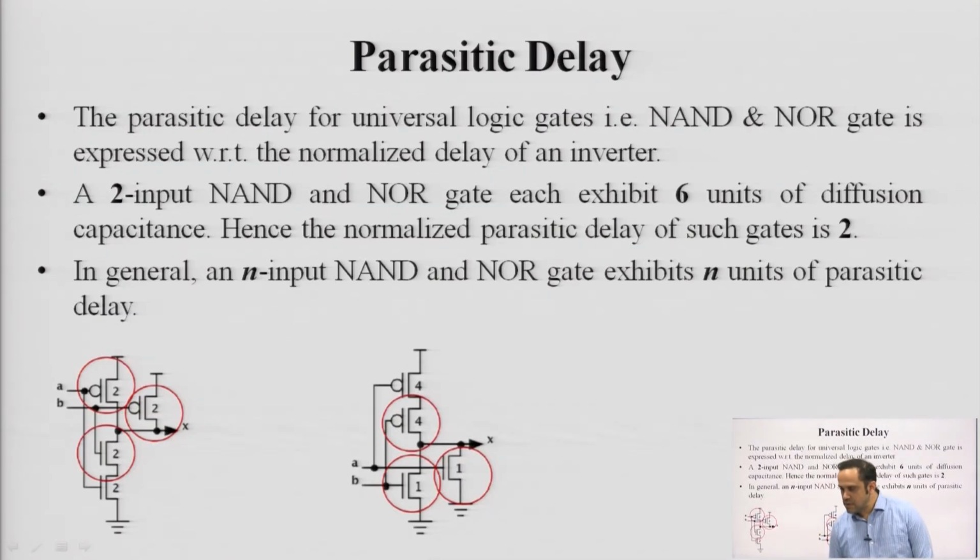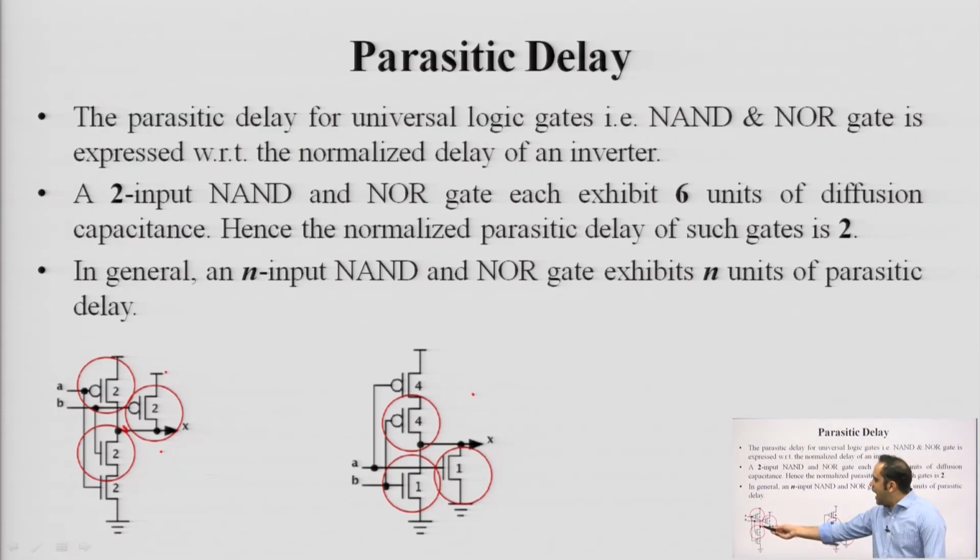And if I want to obtain the parasitic delay for common logic gates NAND and NOR, here is shown a 2 input NAND gate, and this is a 2 input NOR gate. We are interested only in the diffusion capacitance at the output node. In this circuit, this PMOS is connected to the output node, this PMOS is connected to the output node, this NMOS is connected to the output node. But this NMOS here is actually grounded.